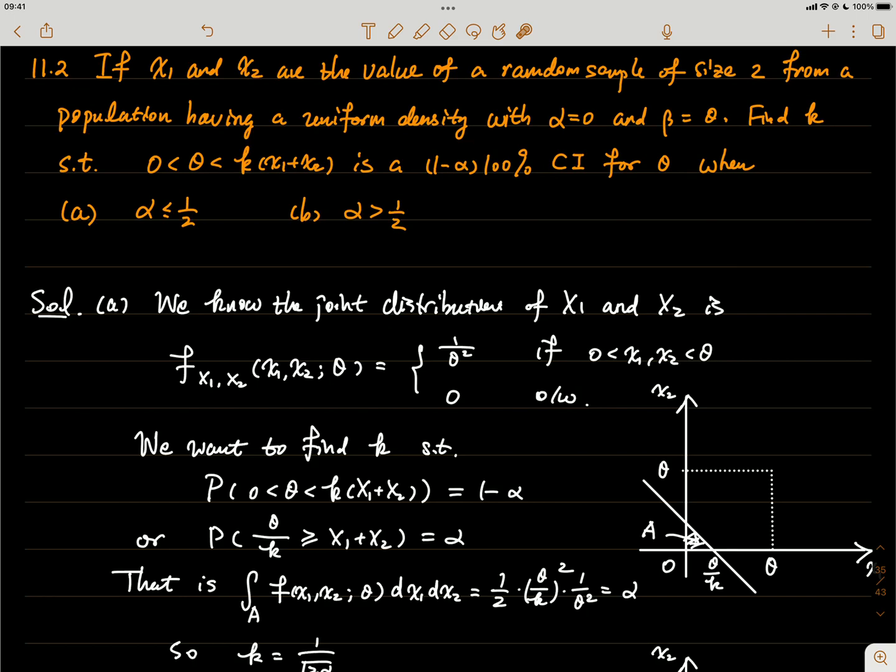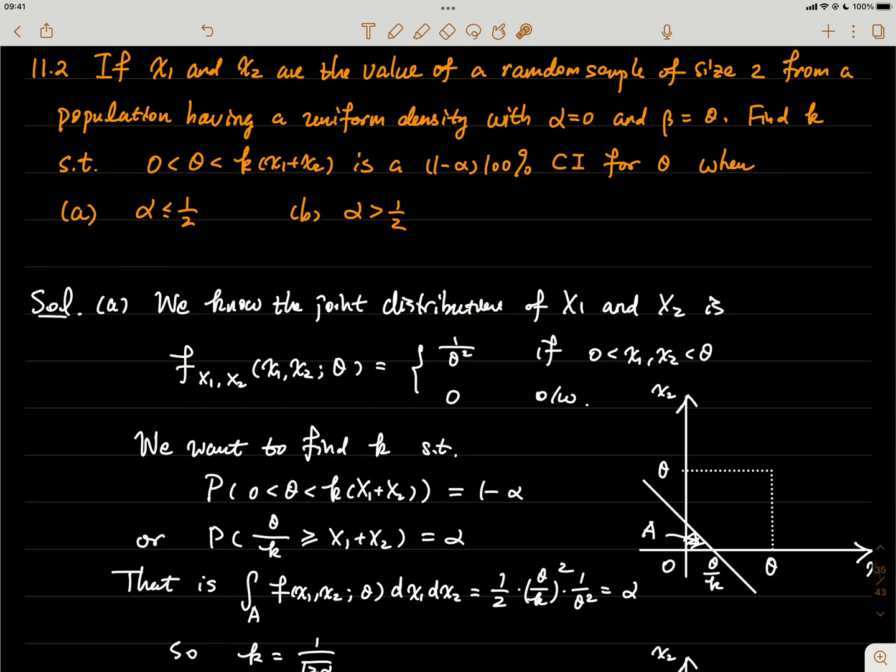The key here is that we first observe the joint distribution of x1, x2. We have only two of them, and they're independent, and they both follow the uniform distribution with 0 and theta as the parameters. So the joint distribution is just the product of their marginal distributions, which are both 1 over theta over the interval 0 to theta. So the joint distribution is 1 over theta times 1 over theta, that is, 1 over theta squared.